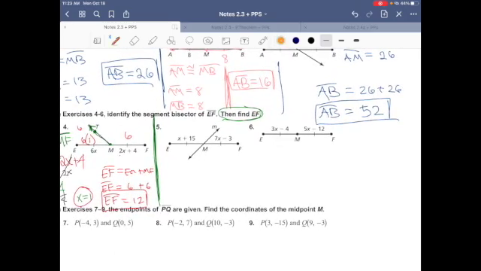So I know EM is going to be congruent to MF, right? They tell us that this is congruent to this. So let's plug in what we know. We know EM is x plus 15, and we know MF is 7x minus 3. And we know those things are equal to one another. So now we are going to solve for x. So we're going to subtract x on both sides.